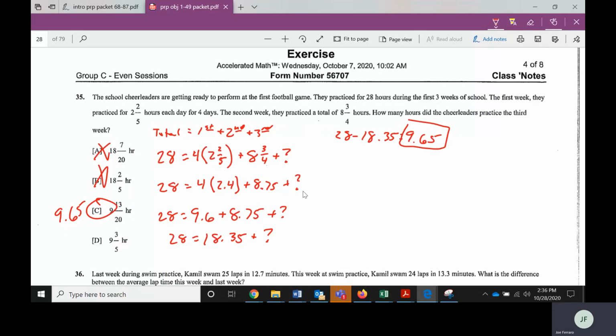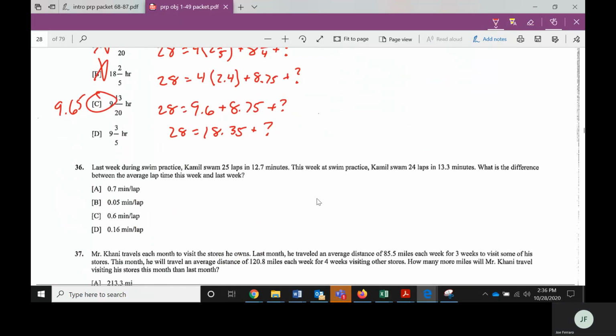All right. We got a couple of quicker ones here. Last week during swim practice, this person swims 25 laps in 12.7 minutes. This week, they swim 24 laps in 13.3 minutes. What's the difference between the average lap time this week and last week? So first of all, average lap time. They want to know minutes per lap.